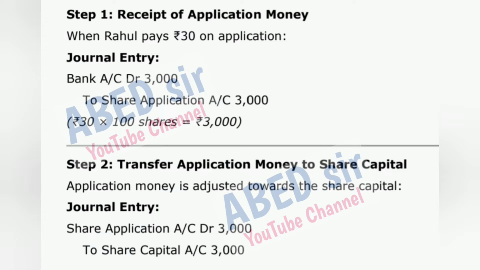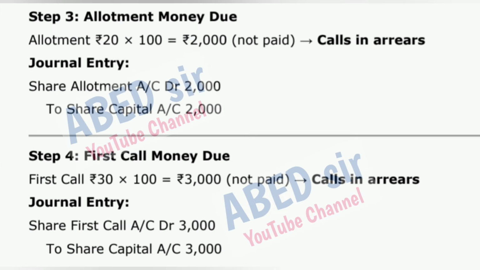Journal entry. Share Application A/c Dr. 3000 to Share Capital A/c 3000. Step 3. Allotment money due. Allotment 20 rupees times 100 is equal to 2000 rupees, not paid, calls in arrears.